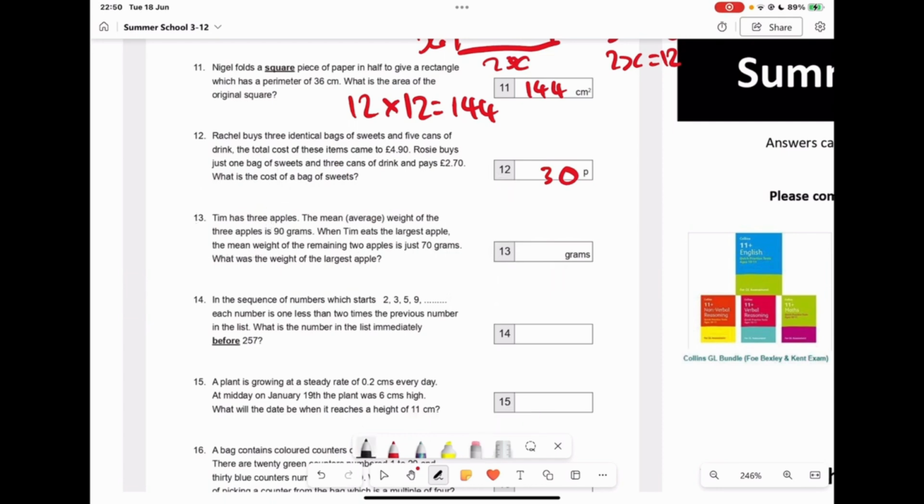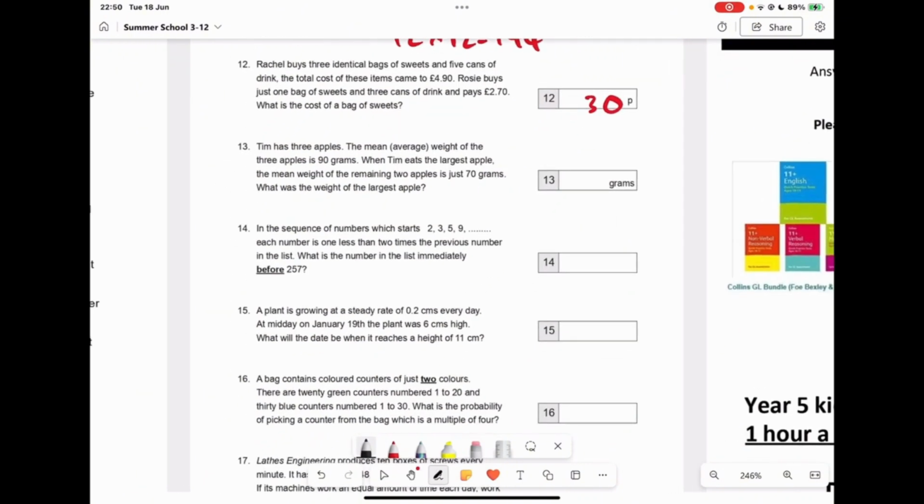And Tim has 3 apples. The mean, the average weight of the apples is 90 grams. And then when Tim eats the largest apple, the mean weight of the remaining 2 is 70 grams. So what's the weight of the largest one? So if the average weight of the 3 is 90 grams, and then when he eats the largest, it's reduced to 70. Okay.